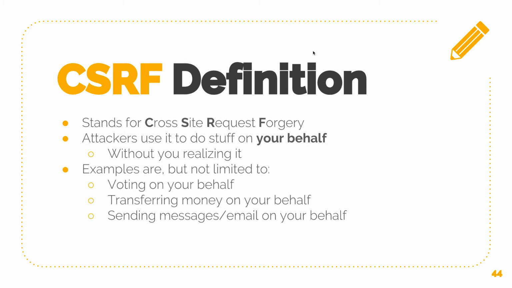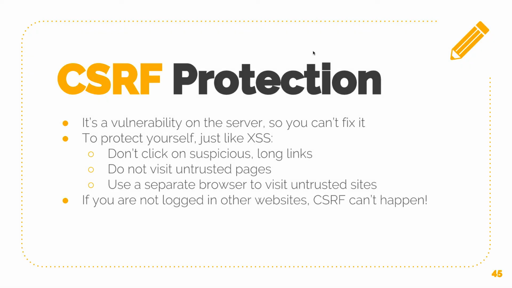Now, the last attack we want to talk about is known as CSRF, cross-site request forgery. Attackers can use this attack to do stuff on your behalf without you even realizing it. Examples of CSRF are, but are not limited to, voting on your behalf, transferring money on your behalf, sending messages and email on your behalf, and doing other stuff on your behalf. So you don't want to be vulnerable to CSRF. This vulnerability needs to be protected on the server. There's not really much you can do about it.